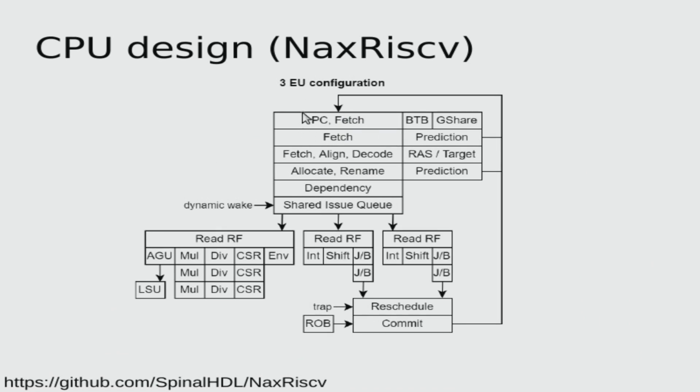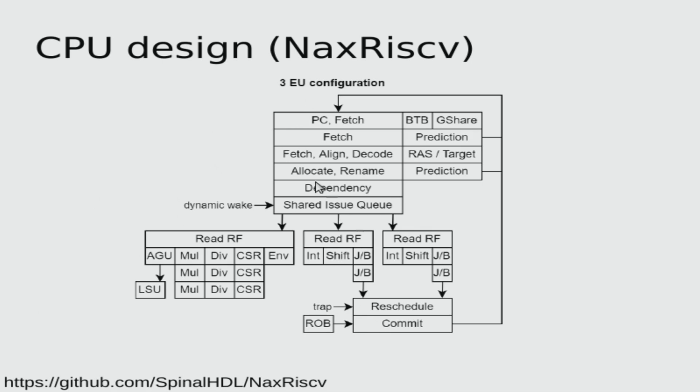You have fetch, stage, decode, allocate, rename registers, track dependencies, and an out-of-order issue queue. Then you have some execution units. For the execution units, there are really two worlds: the ones with a fixed latency and really good response time, and the ones with variable latency. It's really two worlds apart.